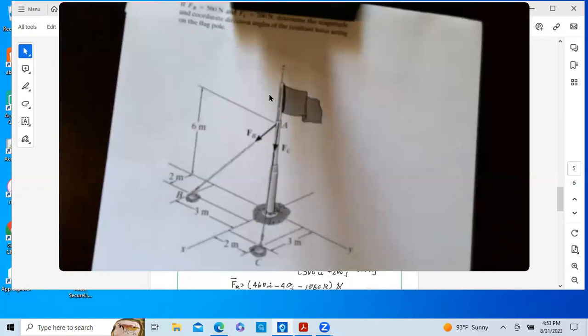So we have a flagpole. We've got two forces. This is F sub B, and F sub C starts at A and ends over here at C. This is point C, so there's a cable here. What we want to do, with the two forces given, the magnitude, is add those two forces together to give us the resultant force acting on this flagpole. It's going to be out here in some direction acting on that flagpole.